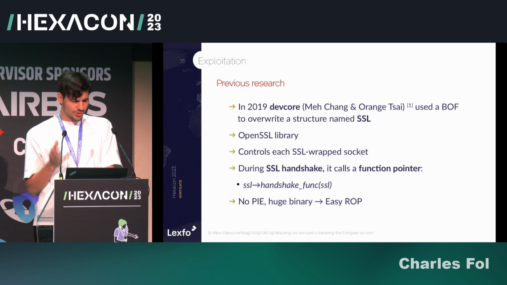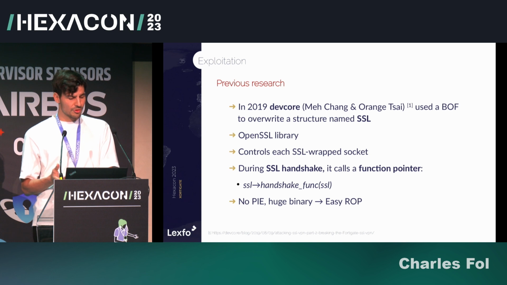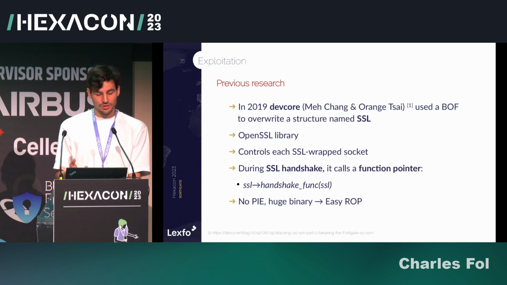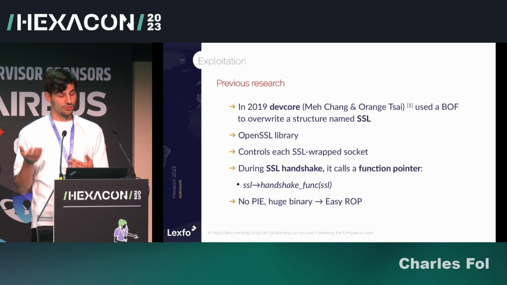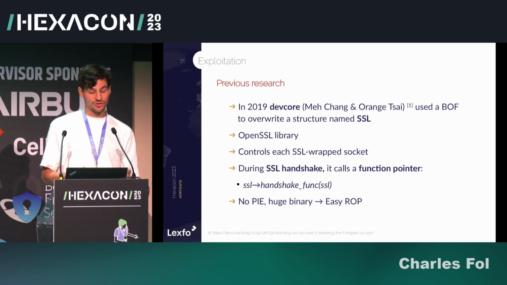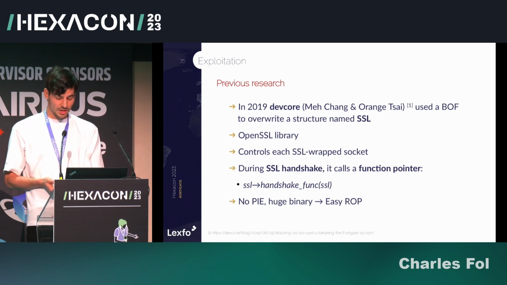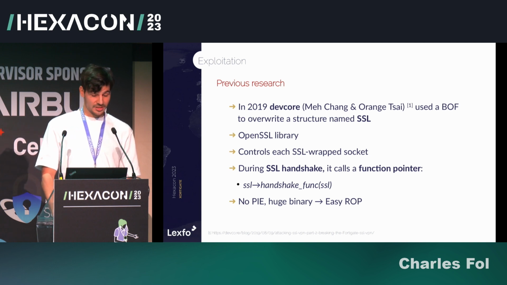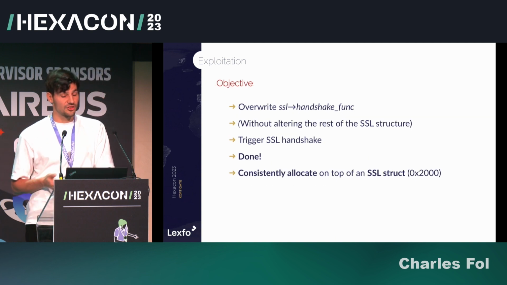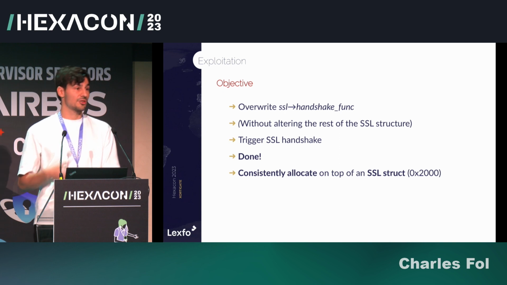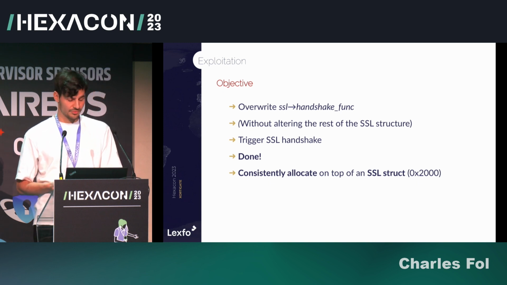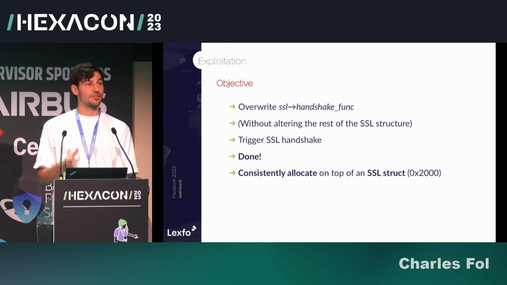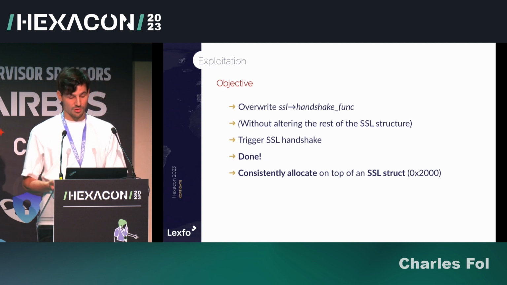So during the SSL handshake, the SSL structure will be used to call a function pointer, which is called handshake func. And so the idea was that they could actually use ROP to exploit. They just overwrite handshake func, do a ROP, and get code execution. And we're actually going to do this as well. So we are going to overwrite SSL handshake func without altering the rest of the structure, because we have a very good primitive. Then we trigger the SSL handshake, and we are done. We have code execution. The only requirement for this is that the primitive requires us to allocate twice exactly at the same spot. And we're going to see that it might be a problem.